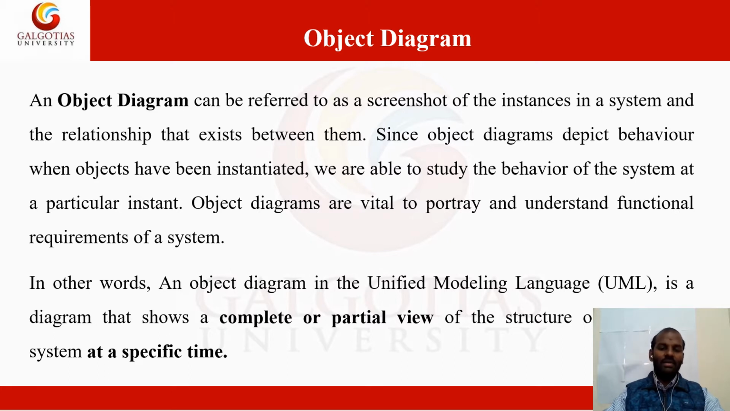An object diagram is vital to understand the functional requirements of a particular system. UML, the Unified Modeling Language, has this diagram, which shows a complete or partial view of the structure of the system at a specific time.